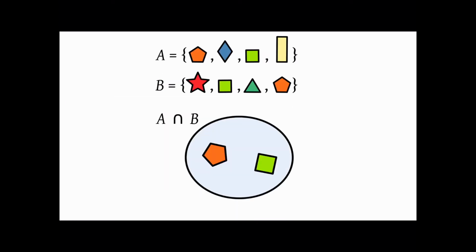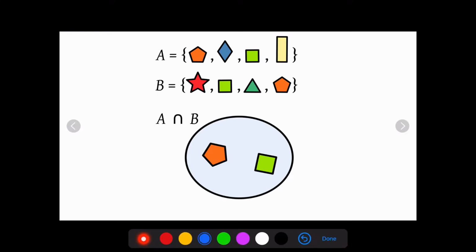Here's an example of an intersection. So we want to find, again, see that intersection, we want to find everything that's in A and in B. So I can see this orange pentagon is in A and B, and I can see this green square is in both A and B. But this diamond is in A but not in B.